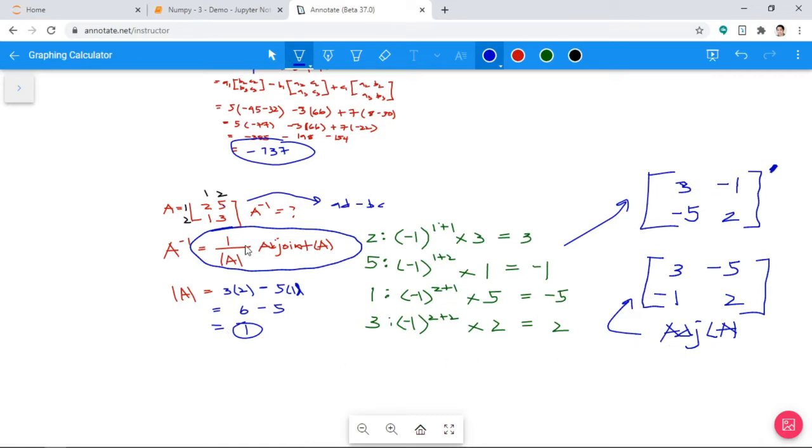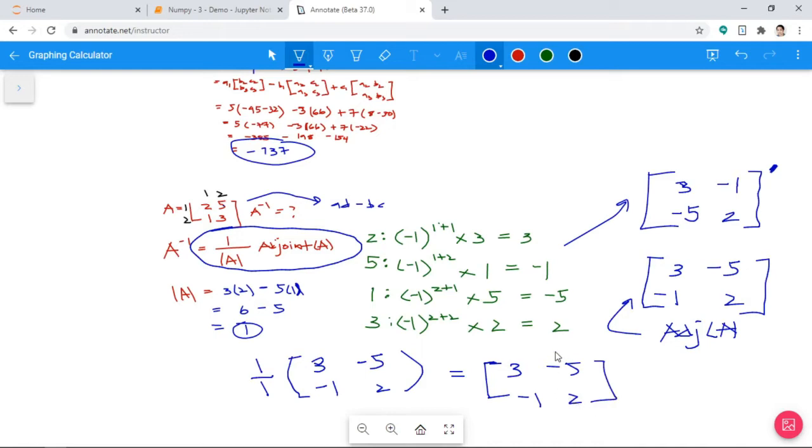So if we apply the formula, 1 over 1, so we multiply by this one, which is 3, negative 5, negative 1 and 2. So 1 divided by 1 is 1, so you just distribute 1. This is a scalar multiplication. So our inverse of the matrix is 3, negative 5, negative 1, and 2.